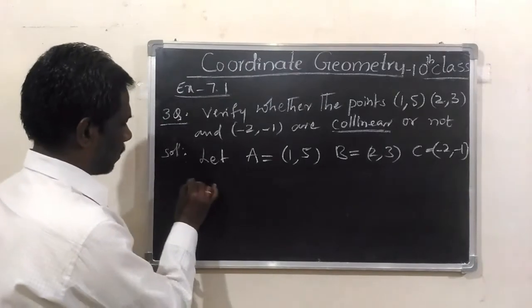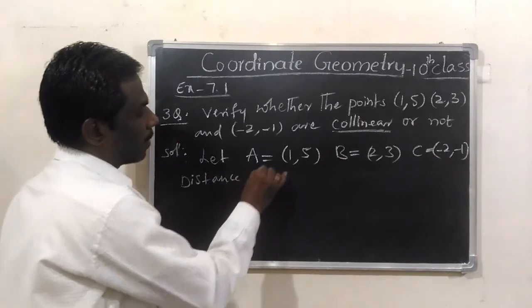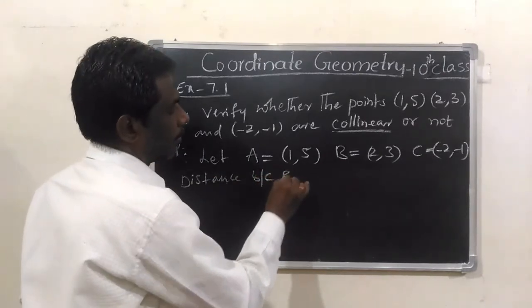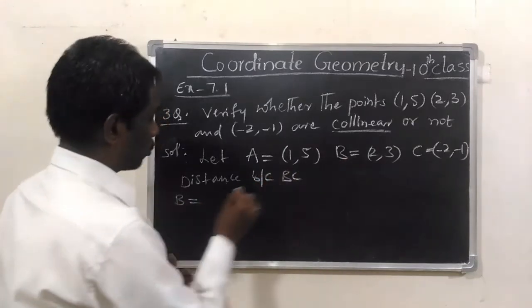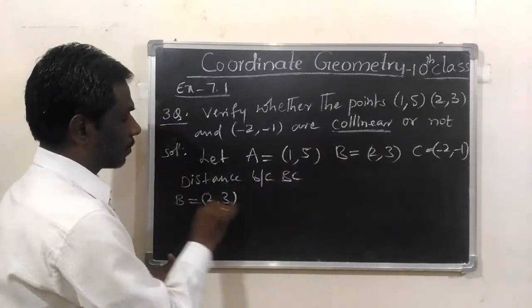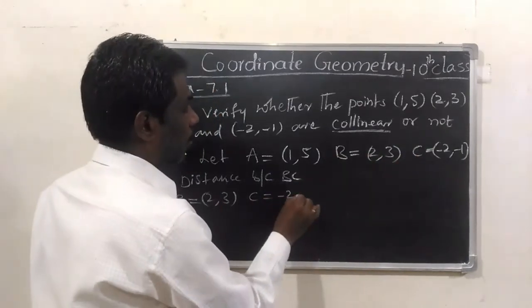Now I am going to find the distance between B and C, where B is (2, 3) and C is (-2, -1).